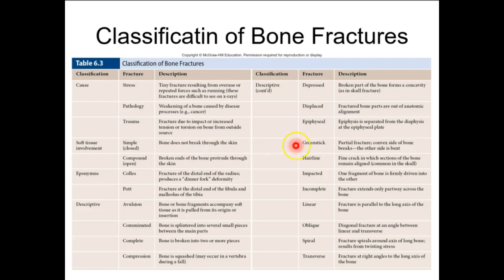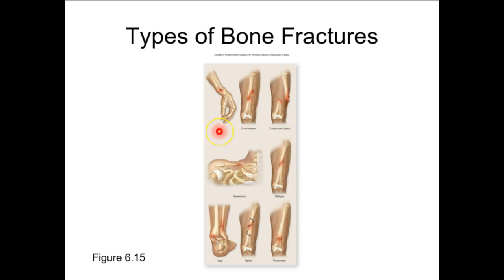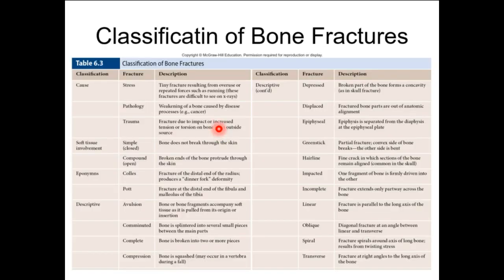What does the first one say? This one, Colles. So Colles, fracture of the distal end of the radius, produces a dinner fork deformity. So each of these has its own significance. I'm not going to test you on every single one of them.